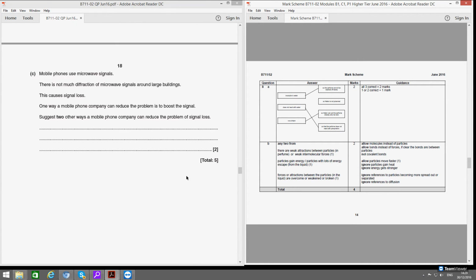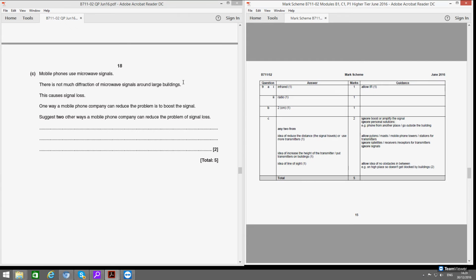So 9C. Mobile phones use microwave signals. Okay. There is not much diffraction of microwave signals around large buildings. Okay, there's not much diffraction, ladies and gentlemen, around large buildings, and this causes signal loss. One way a mobile phone company can reduce the problem is to boost the signal. Suggest 2 other ways a mobile phone company can reduce the problem of signal loss.